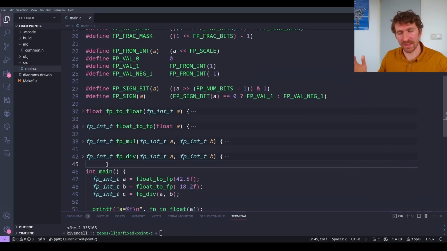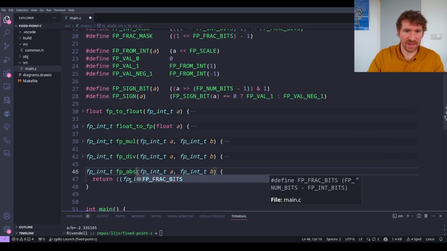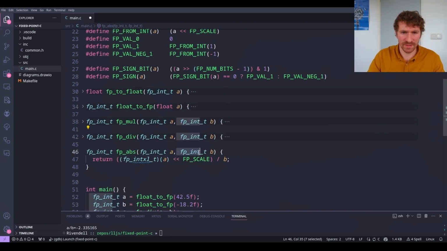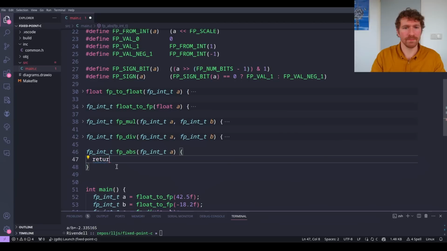That's the absolute value, right? The magnitude of that number. And if I were to put in the positive number, I would just get the positive number. So how do we do that? So I'm going to just copy paste that skeleton here, and we'll just call this fp abs, absolute. It's just the absolute value of a single number. So what do we do here?